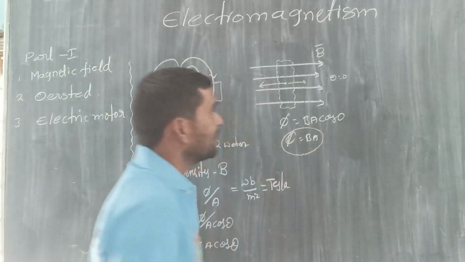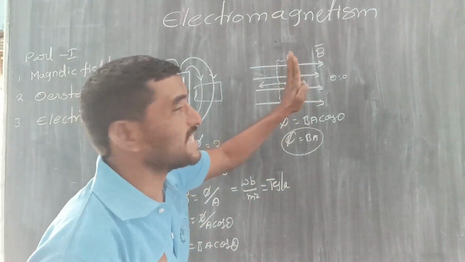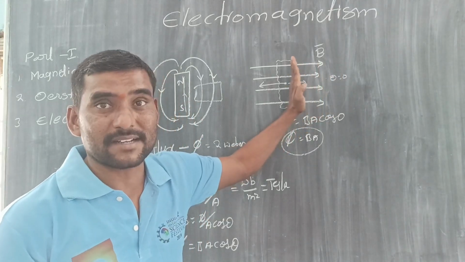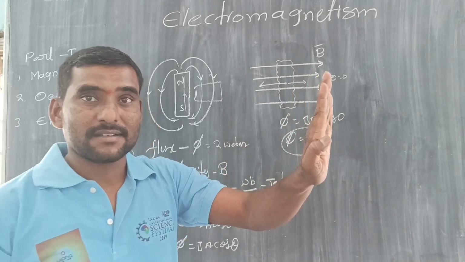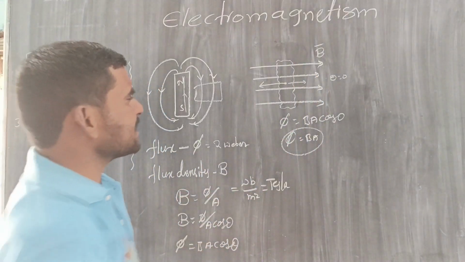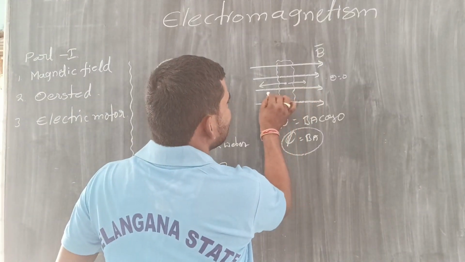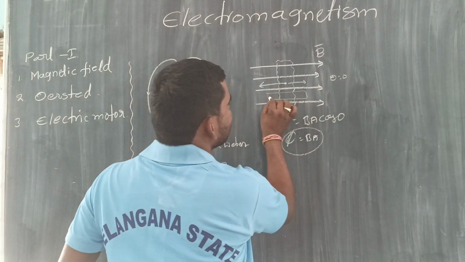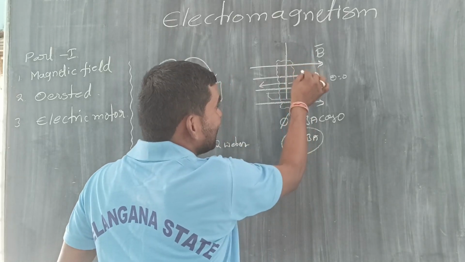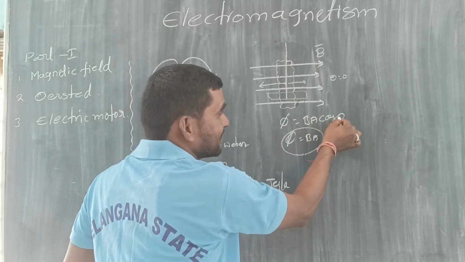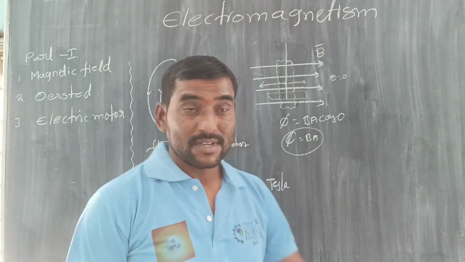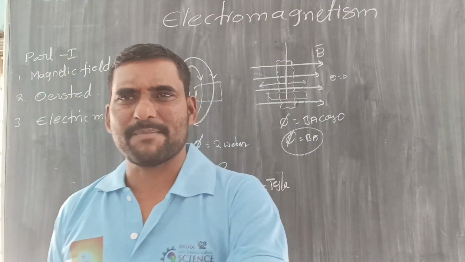That is the maximum. When the area is perpendicular to the field like this, the flux is maximum. If the area is parallel to the field, that means the area is like this and the normal line is like this, the angle between the normal line and the field is 90 degrees. When it is 90 degrees, cos 90 is 0, so the total will be 0. No flux. From this they may ask this question. Remember.